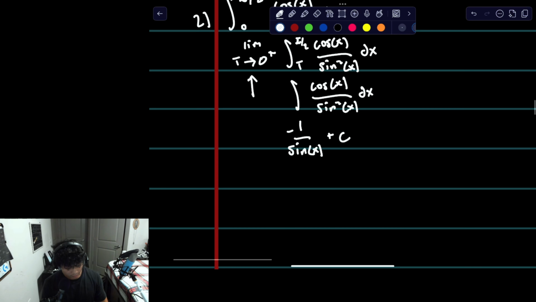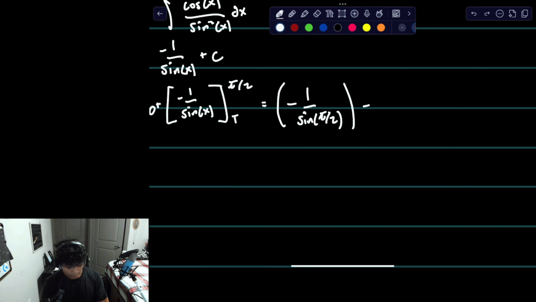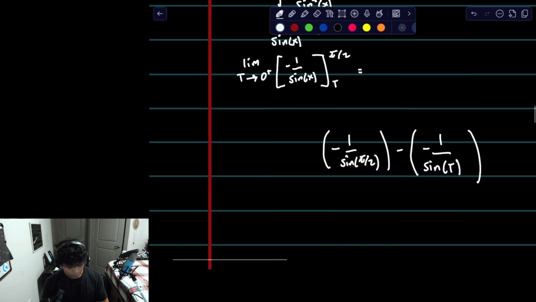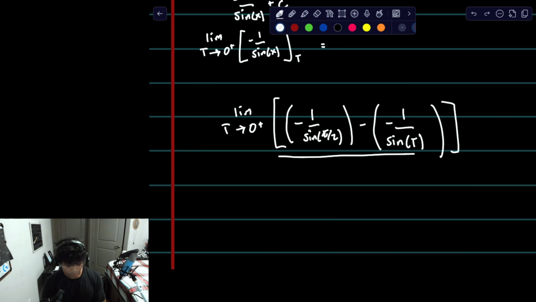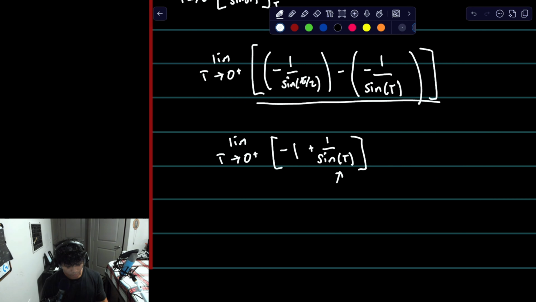We can then go back to this limit as t approaches 0 from the right and put in brackets our negative 1 over sine of x from t to pi over 2, which simply gets us negative 1 over sine of pi over 2 minus negative 1 over sine t, which again all goes in coordination with this limit of t approaching 0 from the right, and our box just simplifies to negative 1 plus 1 over sine of t, again under our limit, which then plugging in t for infinity just gets us negative 1 plus infinity, which of course is infinity.